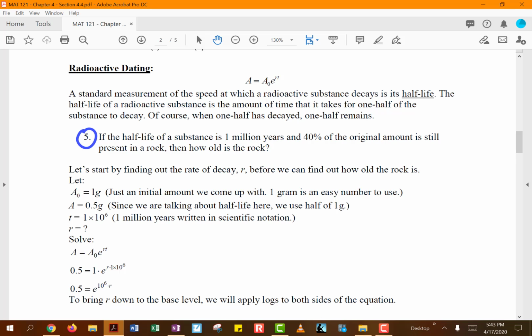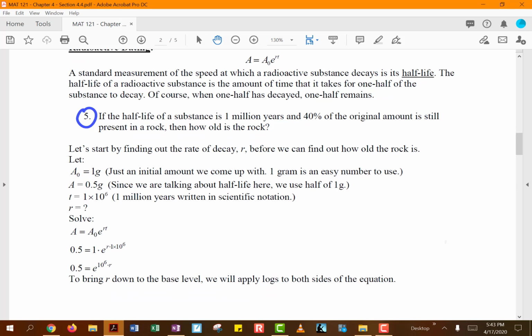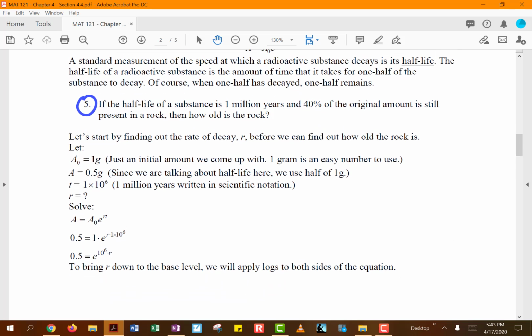And so based on that, you can see we are using this formula to basically just see if 40% of the original amount is left. That means you have actually gone beyond half-life, right? Because at half-life, you should have had 50% of the substance left behind. So if only 40% is left, that means we've gone a little bit longer than 1 million years.